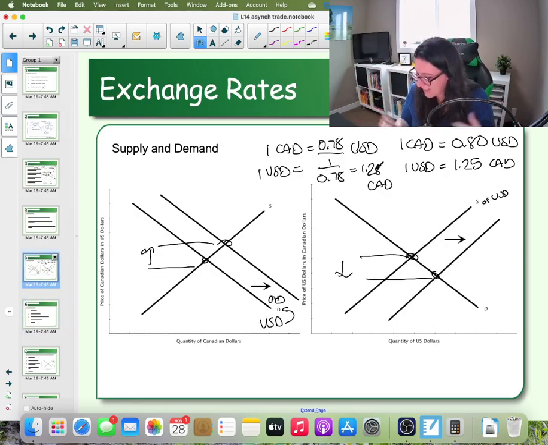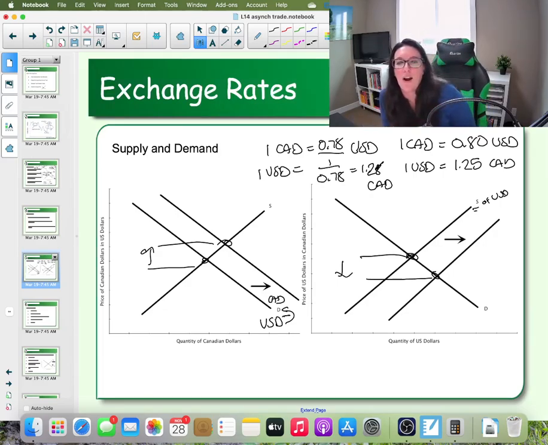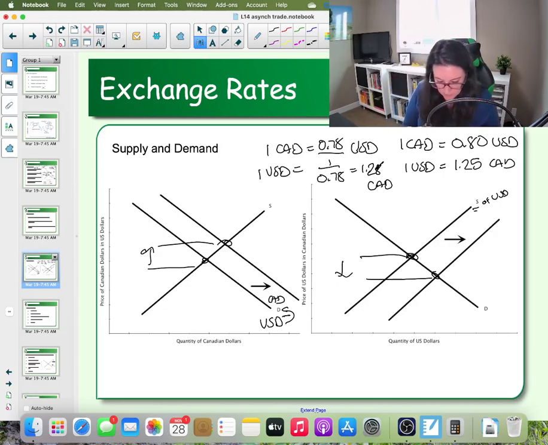Because if we can identify that the demand is changing because of something that's happening to the Americans, that would be demand for our currency. Or we can look at what's happening to the supply for another country. Well, that's going to depend on the other country's demand. So you only have to look at the demand side because the demand for one changes the supply of the other. So let's break this down.